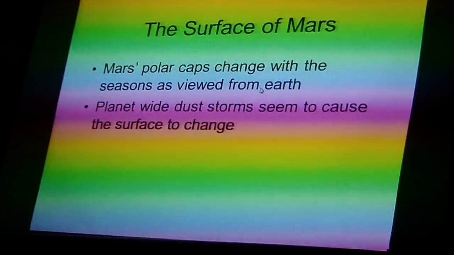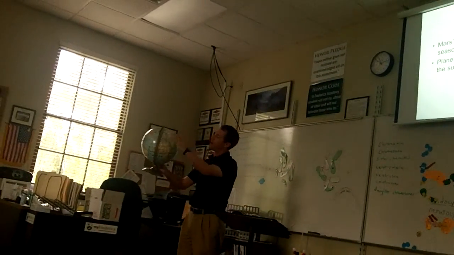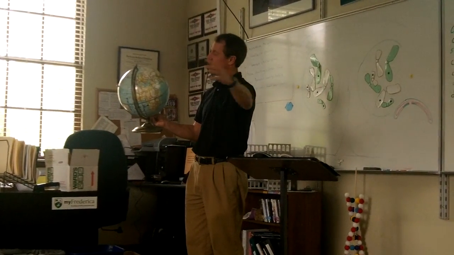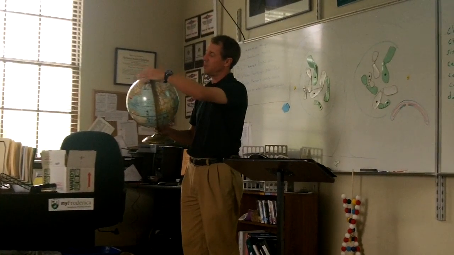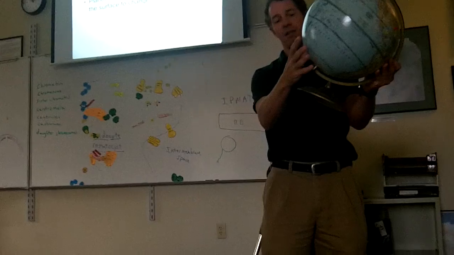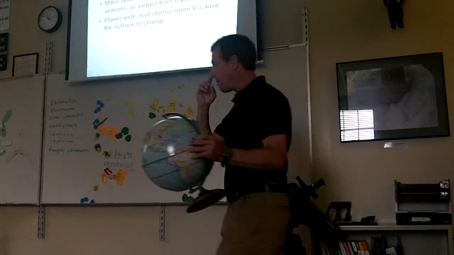So Mars has seasons because it's tilted on its axis like Earth is. And if the sun is over there and it's tilted toward the sun, then the northern ice cap disappears. And then if it goes on the other side of the sun and the sun's over there, then the southern ice cap disappears. So the ice caps grow and disappear, changing with the seasons.